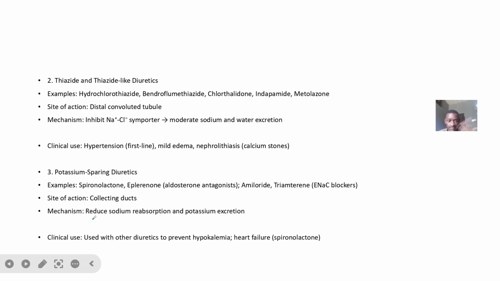Okay. Potassium sparing diuretics, those ones make urine output high, but potassium is retained back in the body. They act at the collecting duct. Examples of these drugs: we have the amiloride, we have the triamterene, we have the eplerenone, we have the spironolactone.